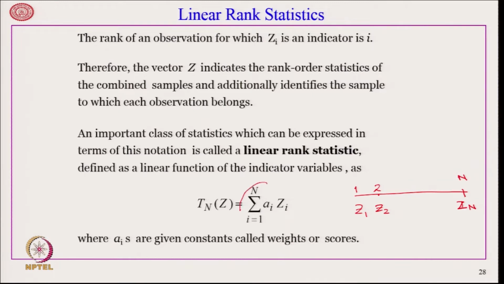A linear combination of the z values, sigma a_i z_i, i equal to 1 to capital N, which is T_N(z), is called a linear rank statistic, where the a_i's are given constants or weights or scores. Depending upon the problem, we can change the value of a_i to understand certain properties. As I have said earlier, we will look at some such mathematical properties in lecture 5. For the time being, we are not going into the mathematical details, rather we shall see how we can compare the distribution of two populations or two population medians.